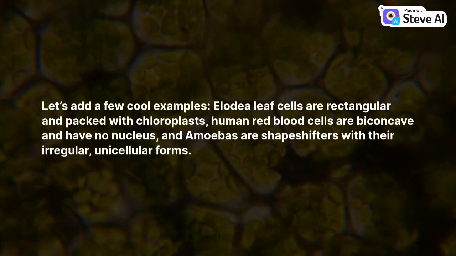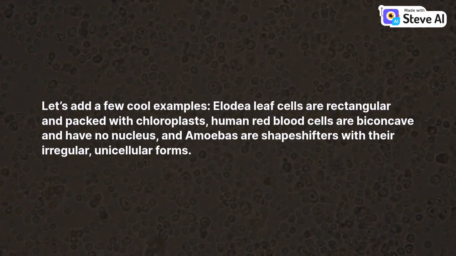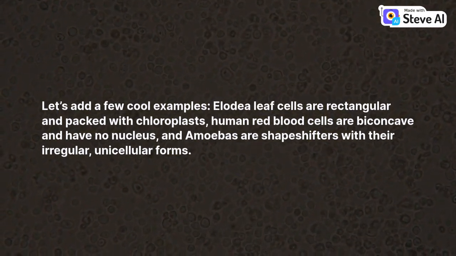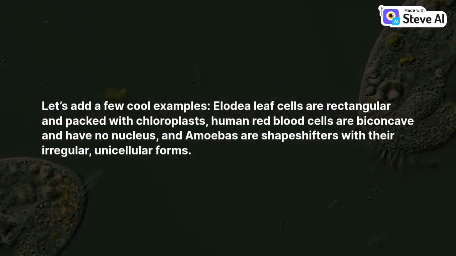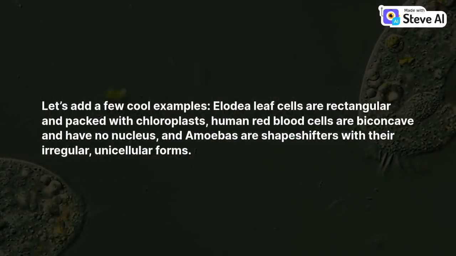Let's add a few cool examples. Hydrilla leaf cells are rectangular and packed with chloroplasts. Human red blood cells are biconcave and have no nucleus, and amoebas are shapeshifters with their irregular, unicellular forms.